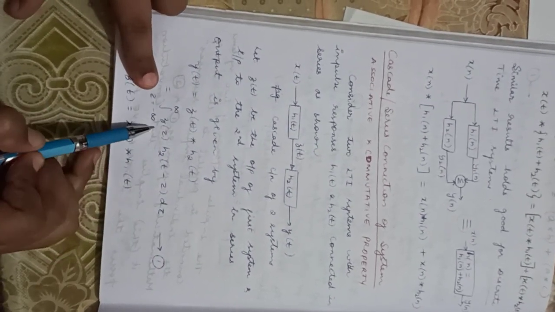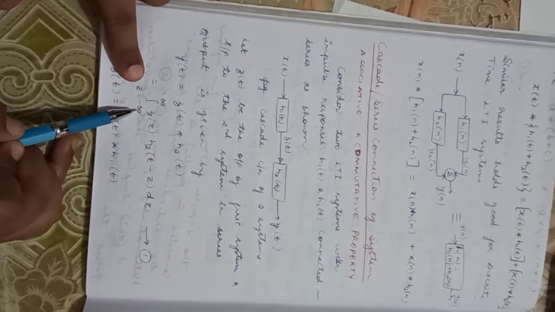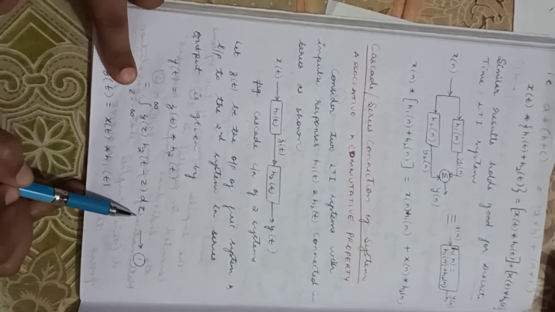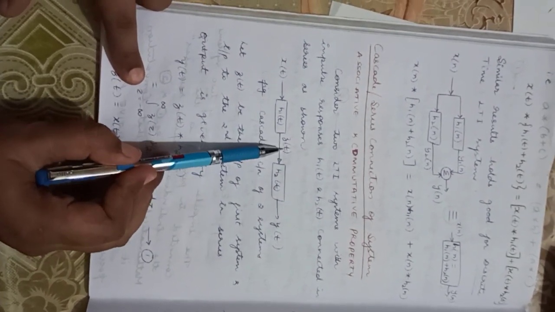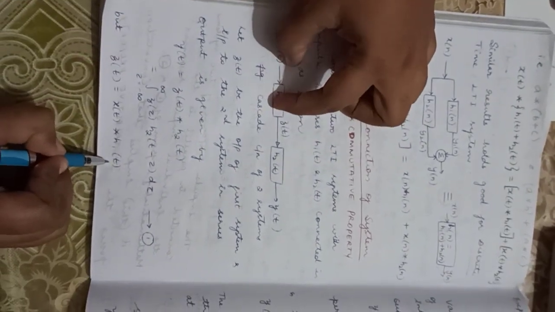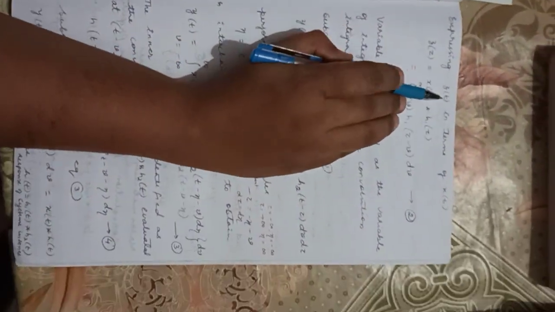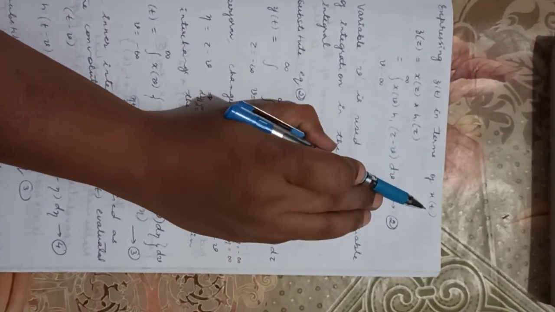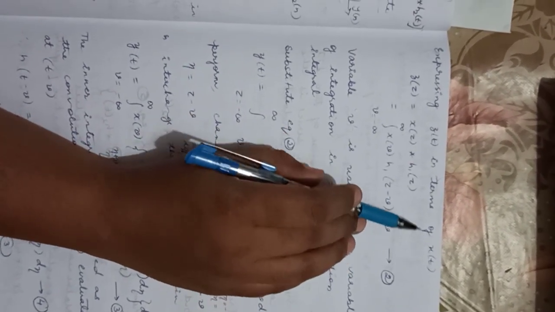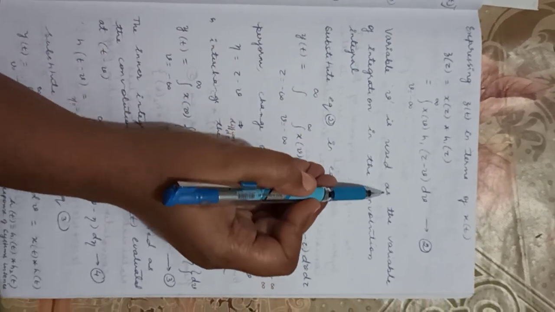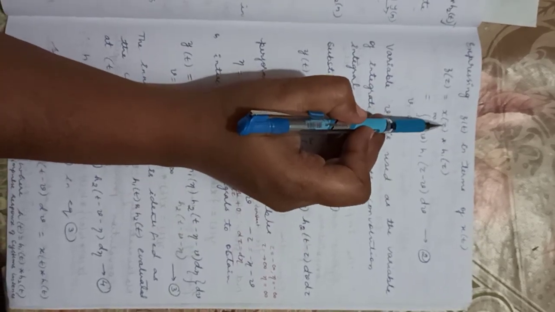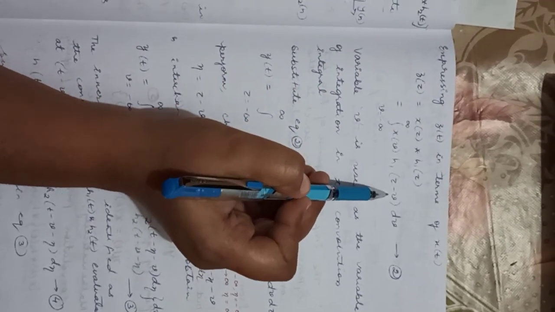Again we apply the definition of convolution: the integral over tau from minus infinity to plus infinity of z of tau h2 of t minus tau d tau. And what is z of t now? Z of t is nothing but x of t convolution h1 of t. The next step is to express z of t in terms of x of t. Directly we can't use the variable t now, so instead we will use the variable tau. The variable v is used as the variable of integration in the convolution integral, since I am writing in terms of tau.